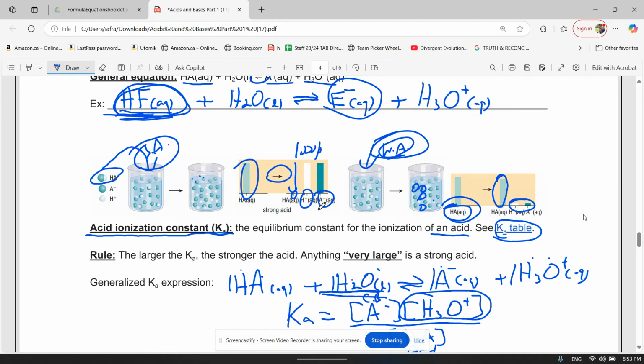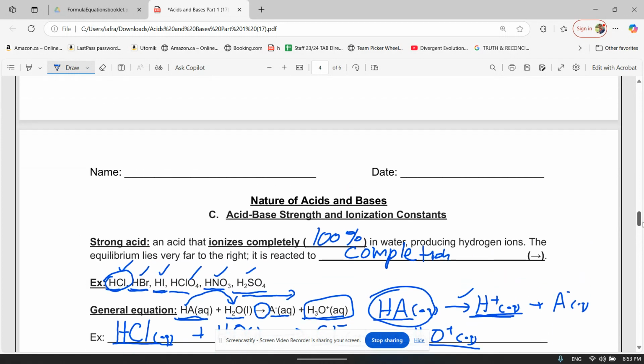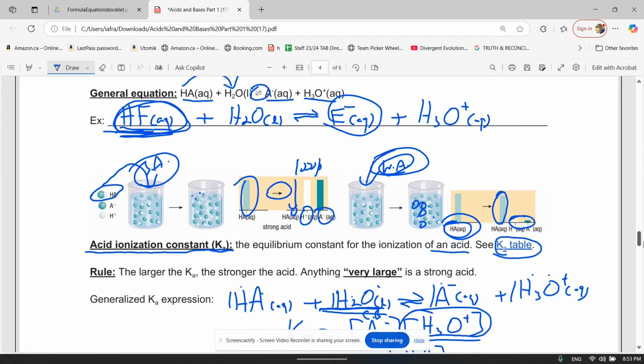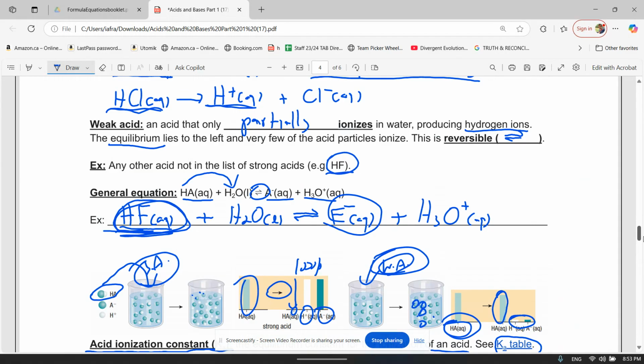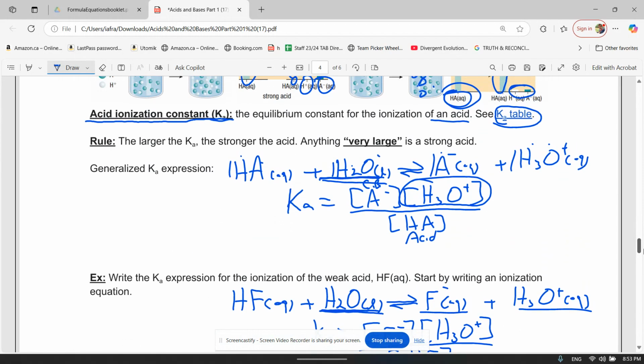So in this video, we learned about strong acids and weak acids. We learned how to write equations for the ionization of weak acids with a double arrow. We learned how to write Ka expressions for weak acids, and we saw how to use the Ka table for acid ionization constants.